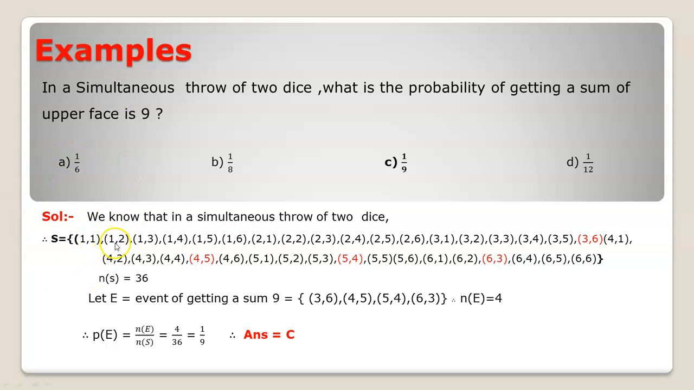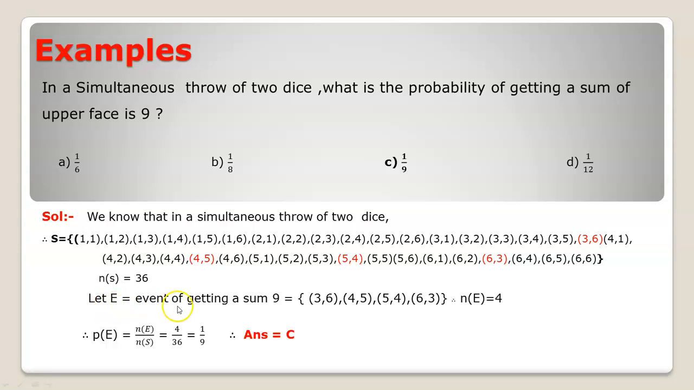Similarly, (1,2), (1,3) and so on, up to (6,6). And the number of sample points n(S) is equal to 36. All are the possible outcomes of the throw of the two dice.